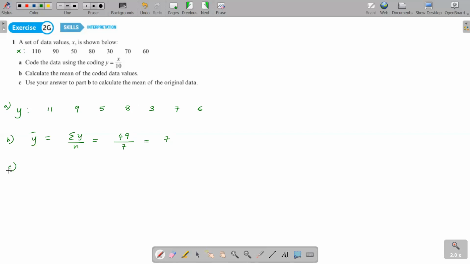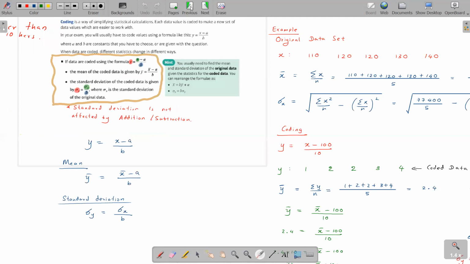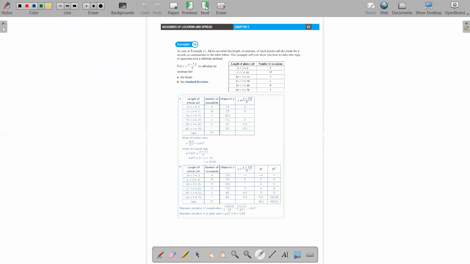Okay, part C, use your answer to part B to calculate the mean of the original data. So how do you get the mean of the original data? Now you know you have to rewrite the equation, right? So in the mean, when you are rewriting for the mean, do you need to remove anyone? No, you remember in the previous case when we were working with the mean, we worked with the entire equation. When you had y equal x minus a over b, you did not remove anyone. Only the standard deviation had the issue with the plus minus. Okay. So for the mean, we can go with it.